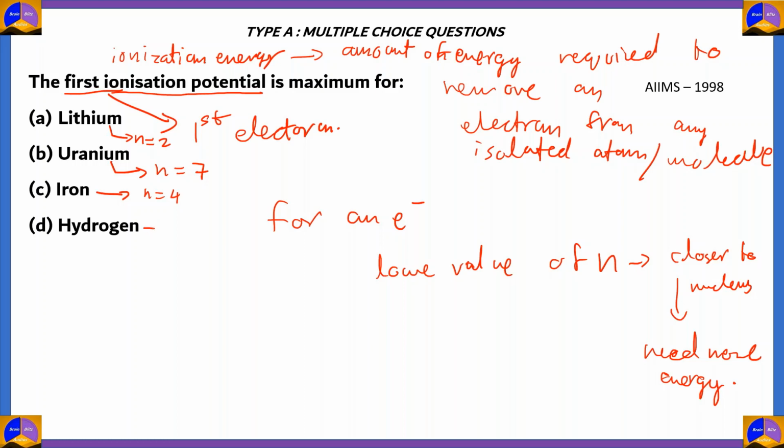But hydrogen has only one electron, and that one electron is present in its first shell. So for hydrogen, the electron has the value of n as 1. Now notice which of these has the least value? Hydrogen. So that means the valence electron of hydrogen is closer to the nucleus. So therefore, you require more energy to pry the valence electron away from hydrogen than, say, uranium. So that means hydrogen, option D, has the maximum first ionization potential. So option D is the right option.